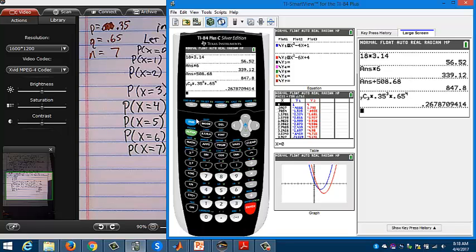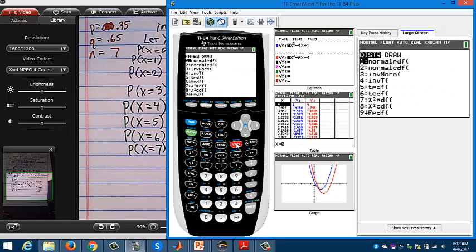Distribution, D-I-S-T-R is distribution. So I'm going to hit second distribution. And this is a very useful menu to know about. Now the one we want is so far down the list, it's actually quicker if you go up. Because if you go up, you'll go back to these. Do you see the one I want?